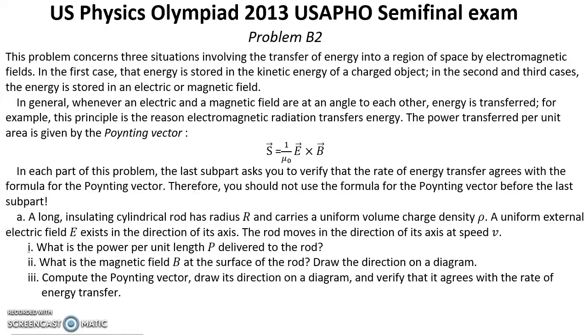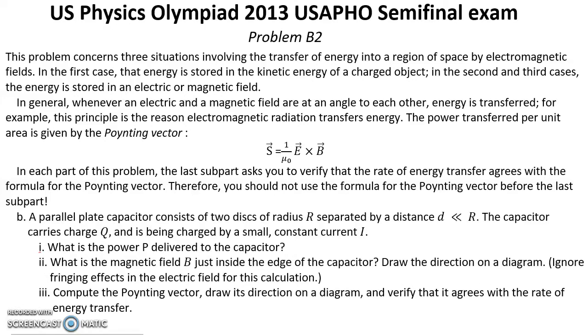Question 1. What is the power per unit length P delivered to the rod? Question 2. What is the magnetic field B at the surface of the rod? Draw the direction on a diagram. Question 3. Compute the Poynting vector, draw its direction on a diagram and verify that it agrees with the rate of energy transfer.